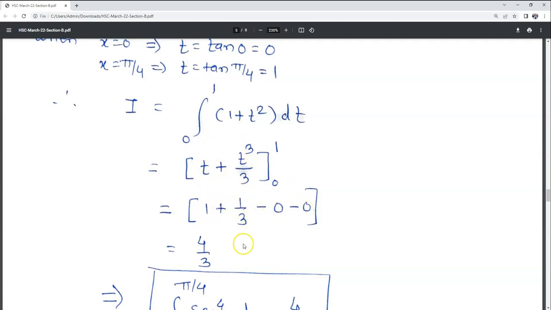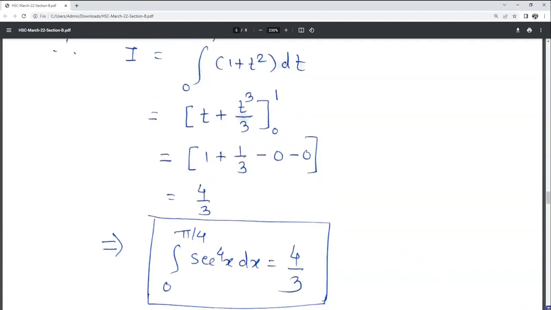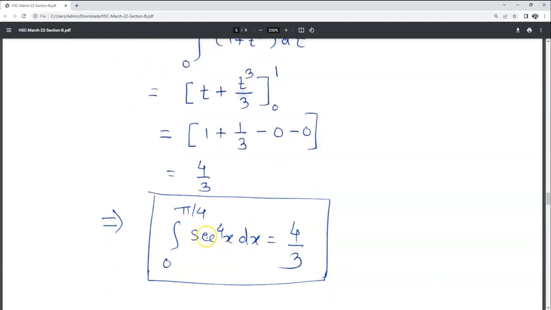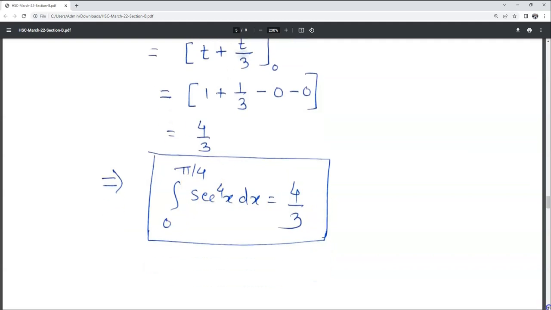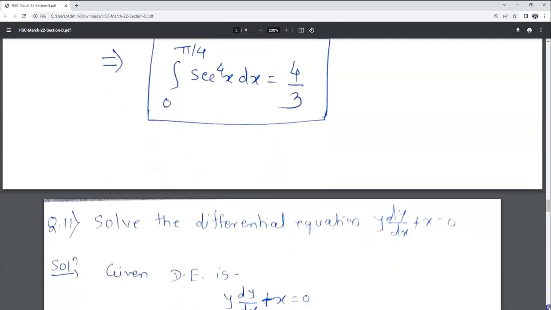1 plus 1 plus 3 is what? 4 by 1 plus 1/3 is what? 4/3. That's what the answer is, done. So the integration of 0 to pi by 4 sec raised to 4x is what? 4/3. Easy? Hopefully. You just need to know the formula and the trick.